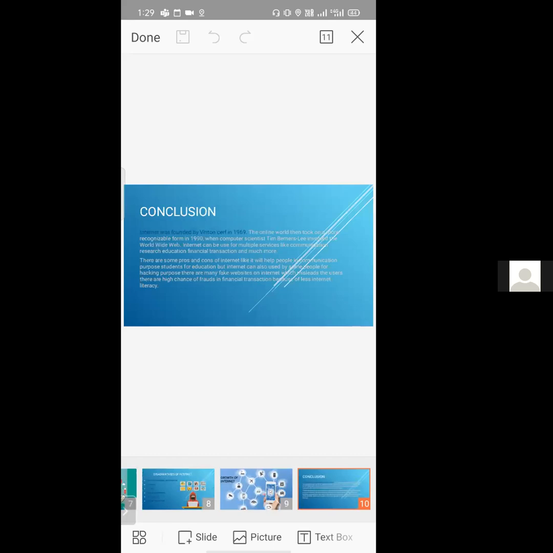Conclusion. The internet was founded by Vinton Cerf in 1969. There are some pros and cons of the internet. It helps people in communication and students in education, but the internet can also be used by some people for hacking purposes. There are many fake websites on the internet which disable the users. There is a high chance of fraud in financial transactions because of low internet literacy.